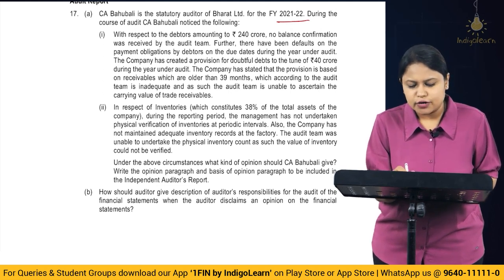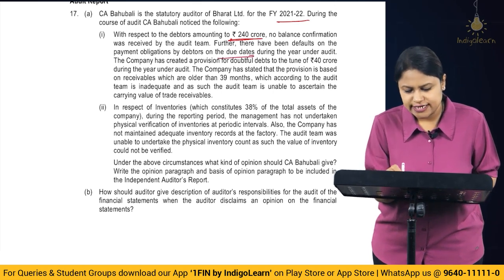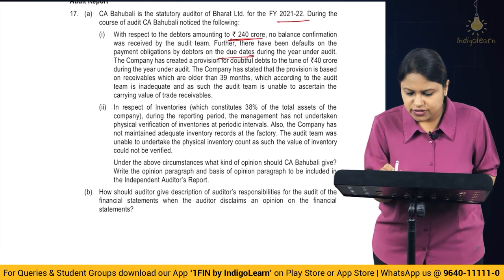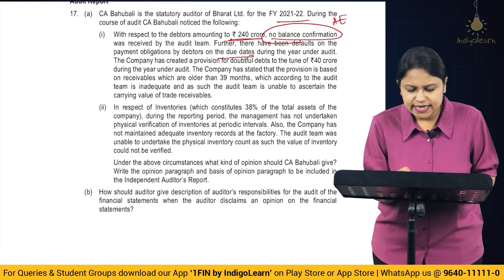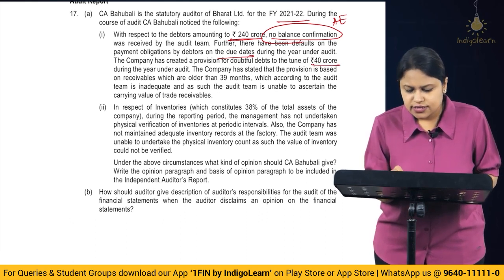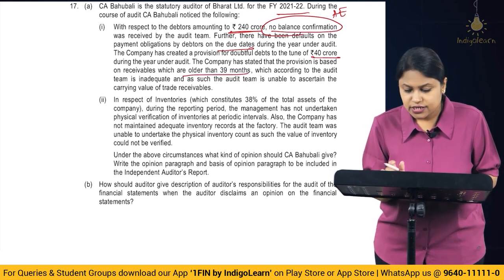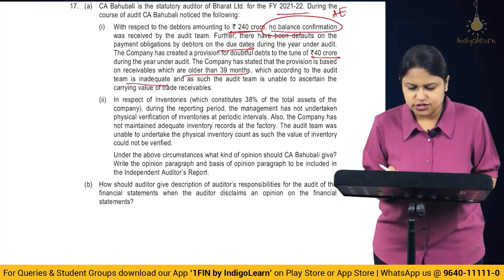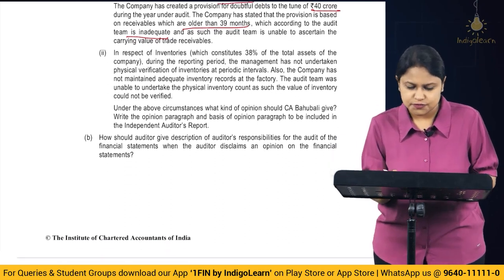With respect to the debtors amounting to 240 crores, no balance confirmation was received by the audit team. Further, there have been defaults on the payment obligation by the debtors on the due dates during the year under audit. So you have not received the balance confirmation, so you have not received audit evidence which you are obtaining. The company has created a provision for bad and doubtful debts to the tune of 40 crores during the year of audit. The company has stated that the provision is based on the receivables which are older than 39 months old, which according to the audit team is inadequate, and such audit team is unable to ascertain the carrying value of the trade receivables, so they are not able to value the debtors.